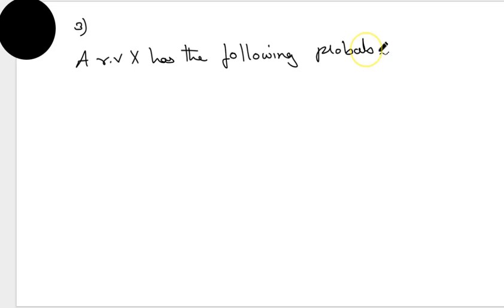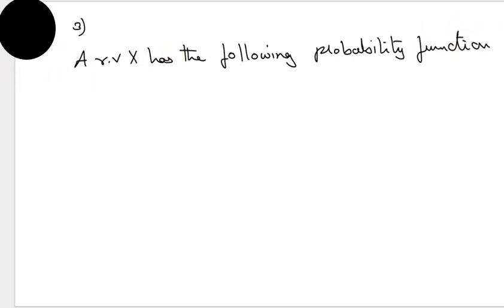A random variable x has the following probability function. Find k, the mean, that is the first order moment, and the variance. Variance is the second order moment. With this can we find them? Obviously I have not given the data.